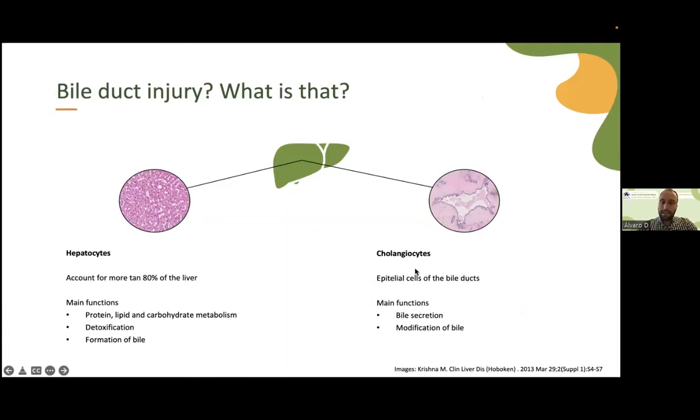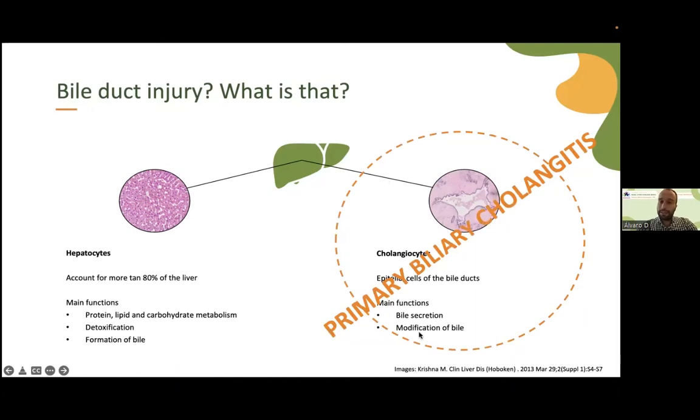So the bile ducts have these cells, the cholangiocytes, inside them, and then we saw that in PBC, the main lesion of this disease is the bile duct injury. Therefore, primary biliary cholangitis appears here.